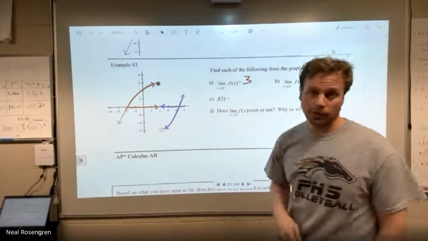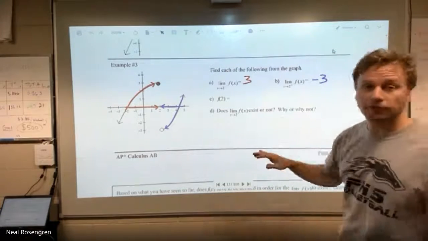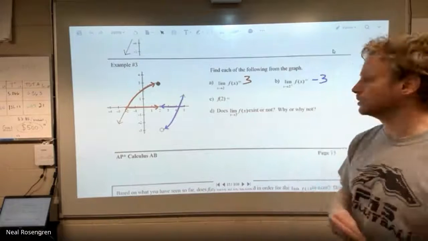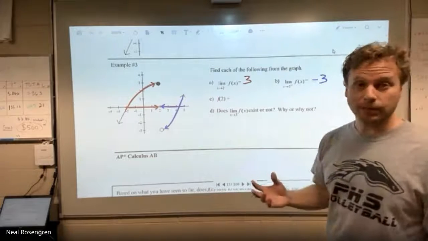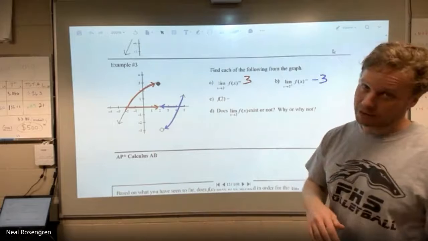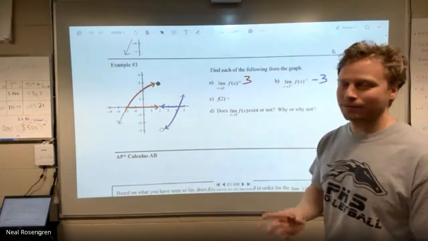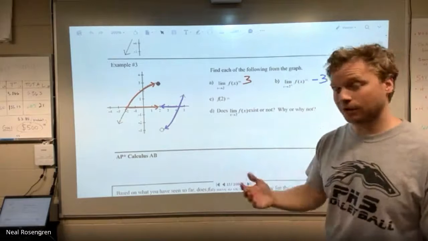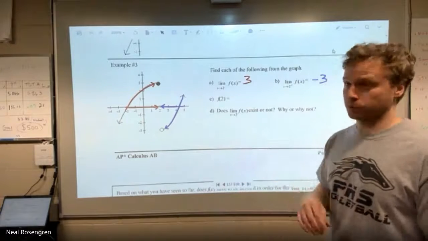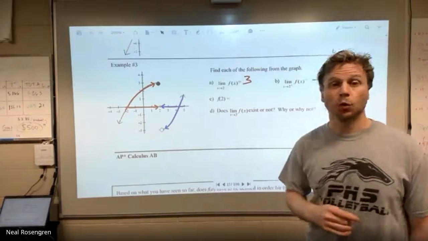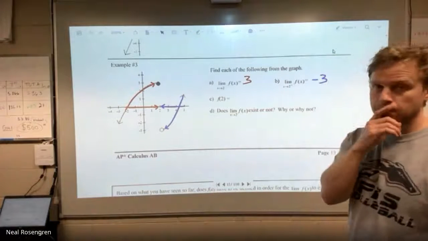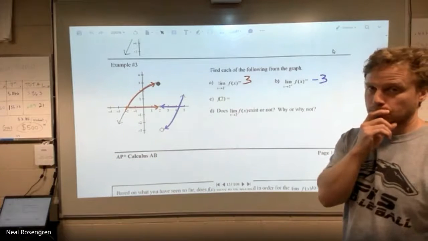And so what do you think? Skipping C for now, because I want to talk about limits. What do you think? Does that limit of f of x as x approaches 2 exist? I don't even have to say from both sides. If I don't say from the left or from the right, I mean from both sides. Does that limit exist or not? No.